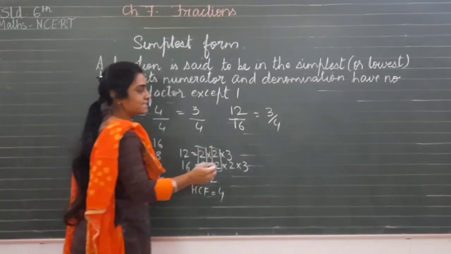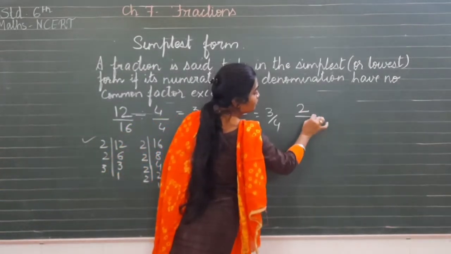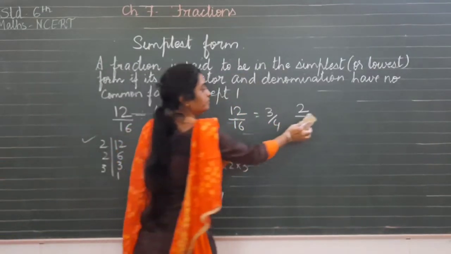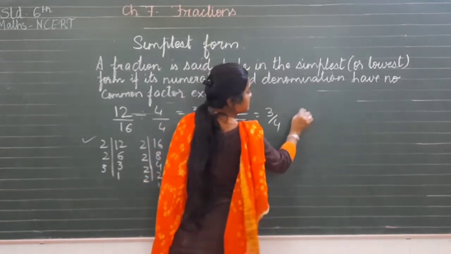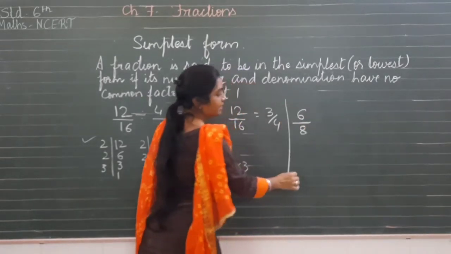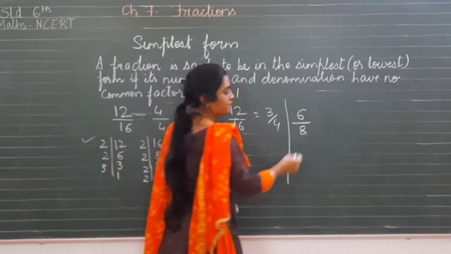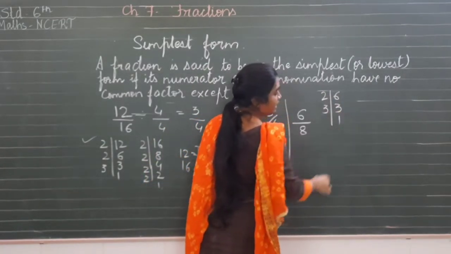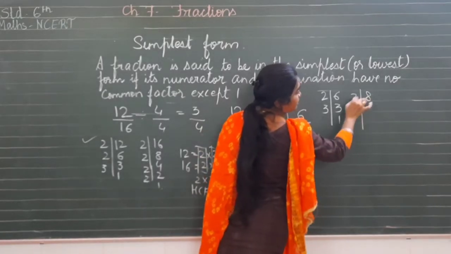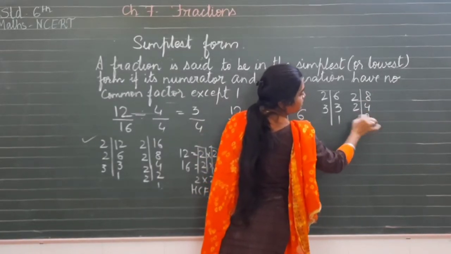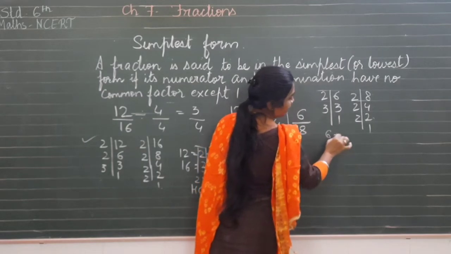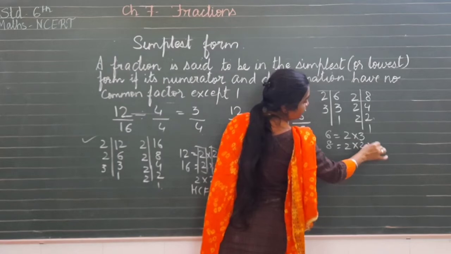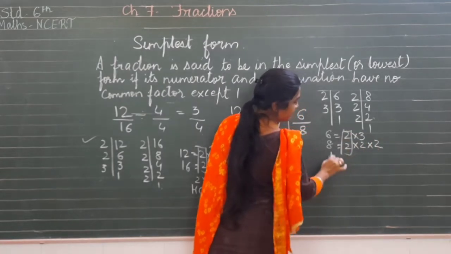Let us have another example, 6 upon 8. First we will find out the HCF of 6 and 8. 6 is 2 into 3, and 8 is 2 into 2 into 2. So your HCF is 2.